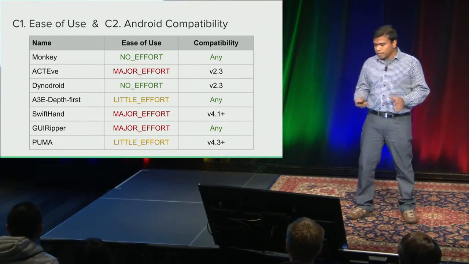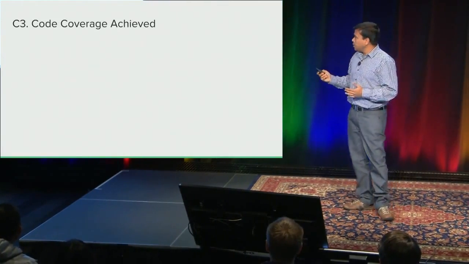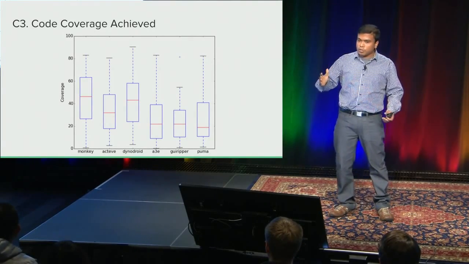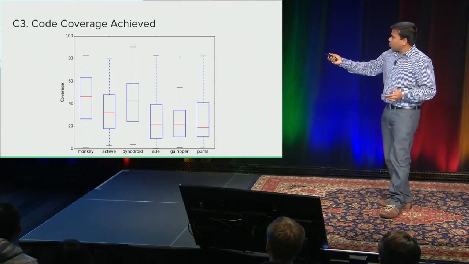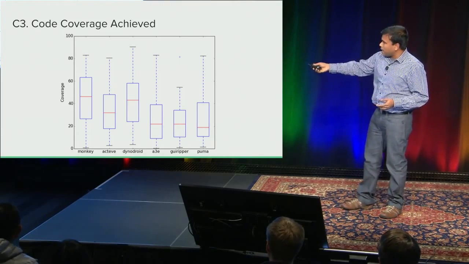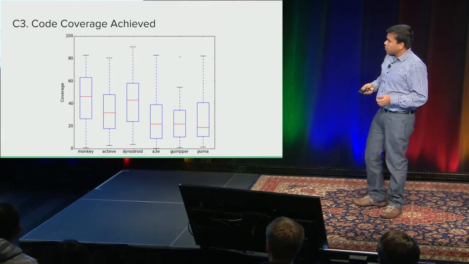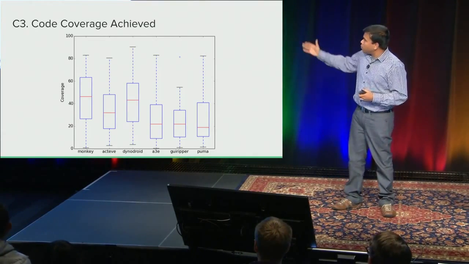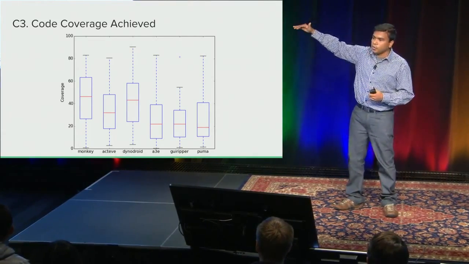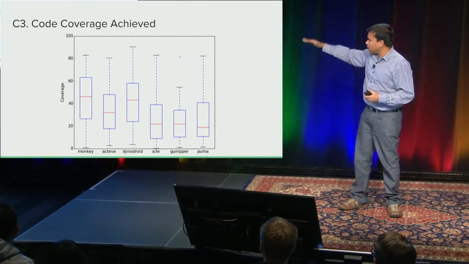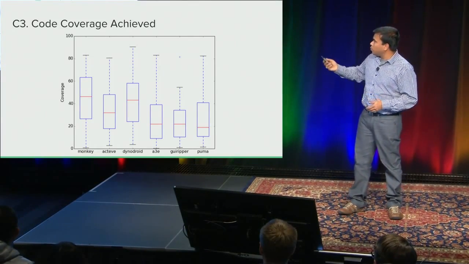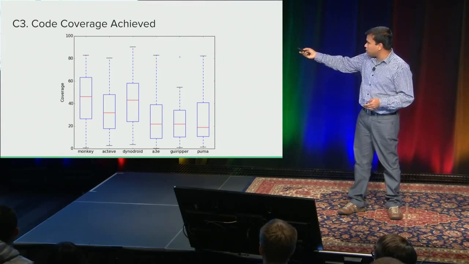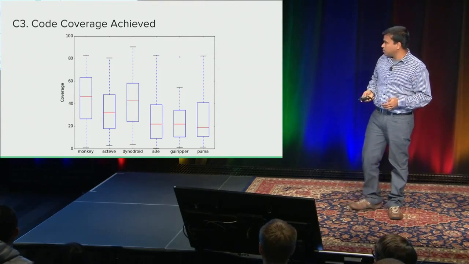Okay, so now let's get to the coverage results. This graph shows you the distribution of coverage across all the different apps for all the different tools. As you can see in this graph, for some applications most of these tools were able to get high coverage, but the median is very different. For example, both Monkey and DynoDroid have high median values, whereas the last 3 tools have very low median values.